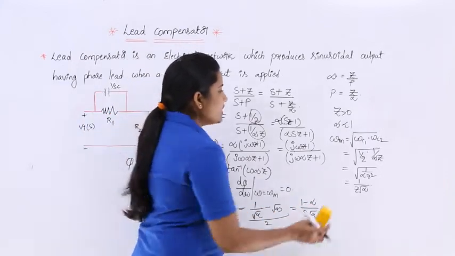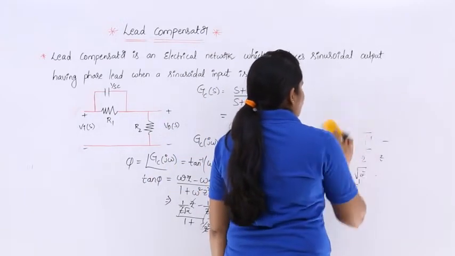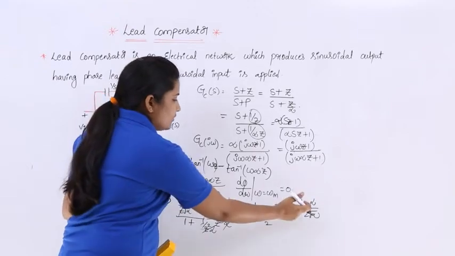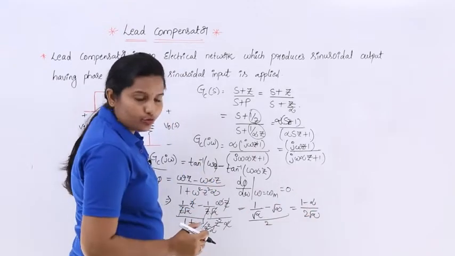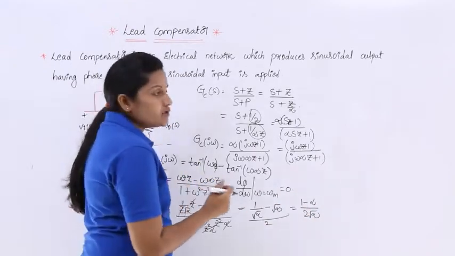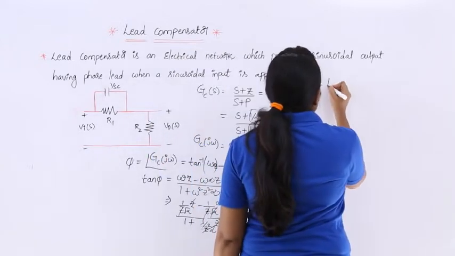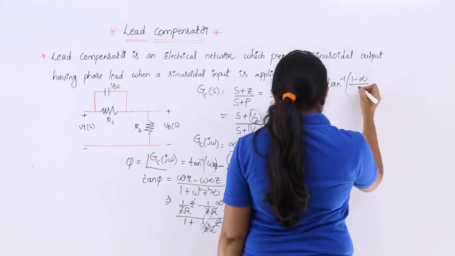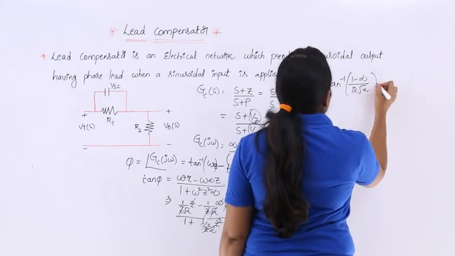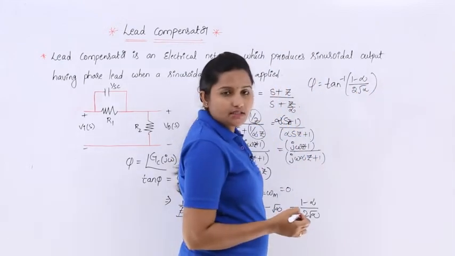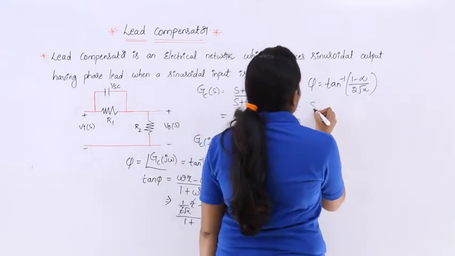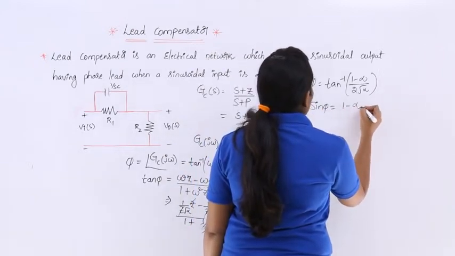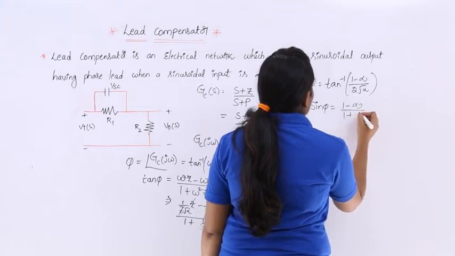So now what I am going to do is, tan phi is equivalent to (1 minus alpha) by 2 root alpha, and I need phi. So phi is equivalent to tan inverse of (1 minus alpha) by 2 root alpha. By this I can write sin phi. So sin phi is equivalent to (1 minus alpha) divided by (1 plus alpha).